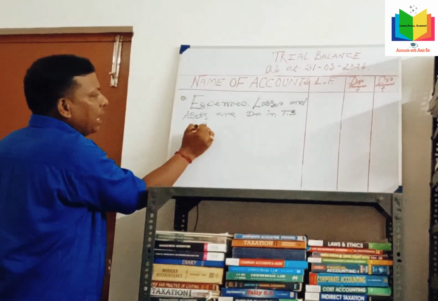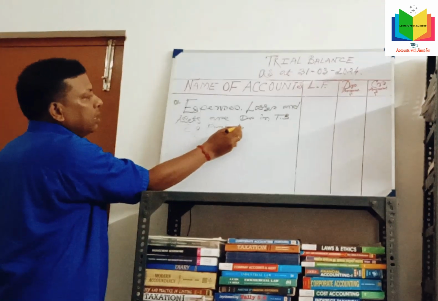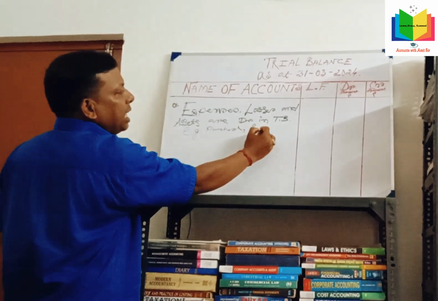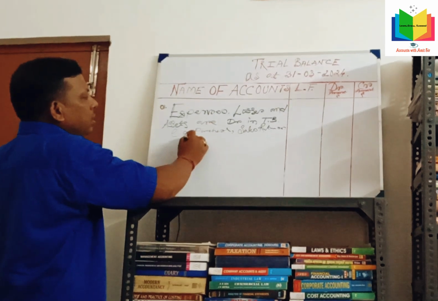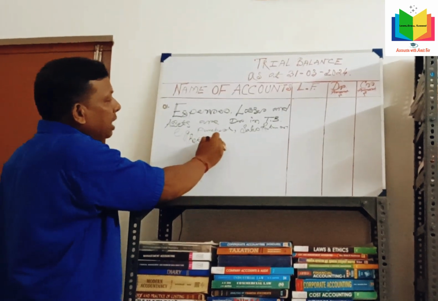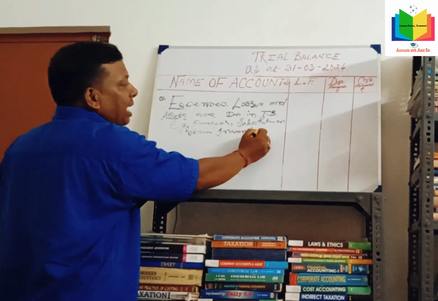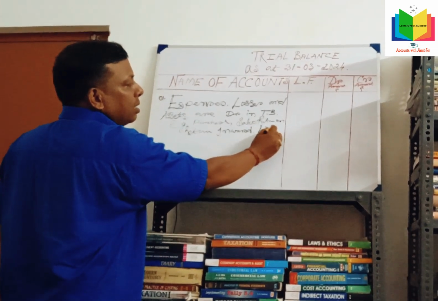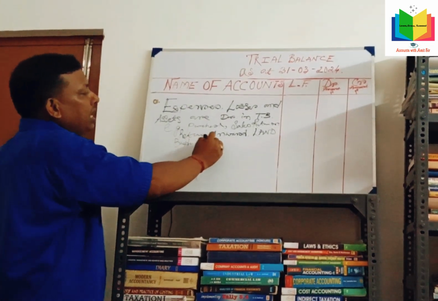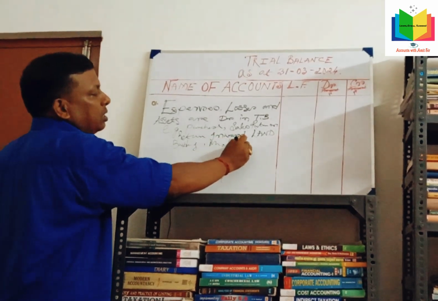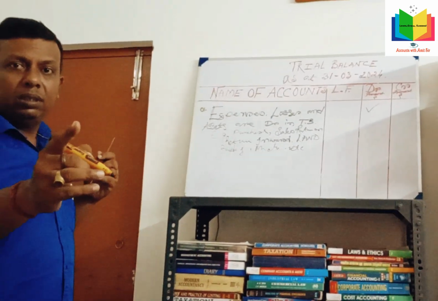For example, expenses: purchase. Losses: sales return, also known as return inward. And assets, that is land, building, machinery, etc. are debited in trial balance.